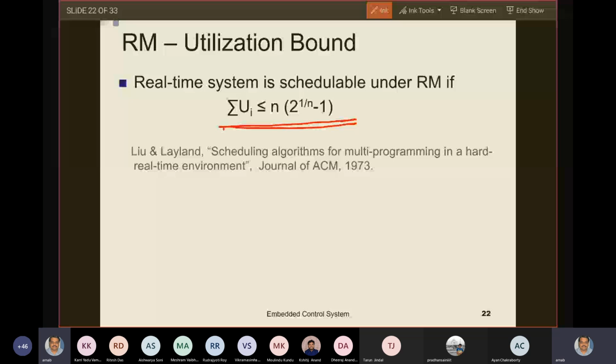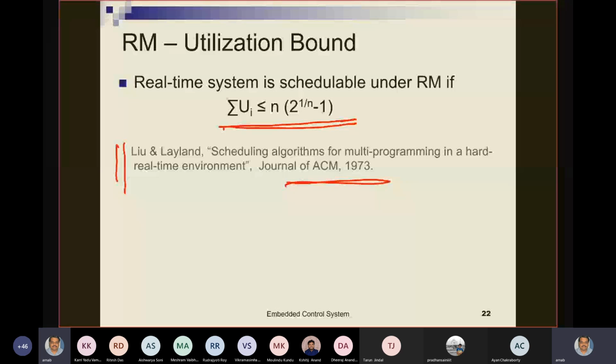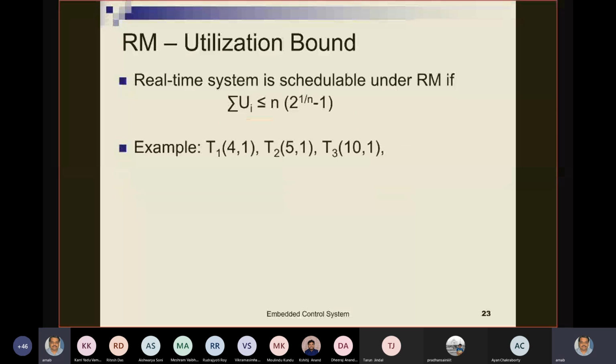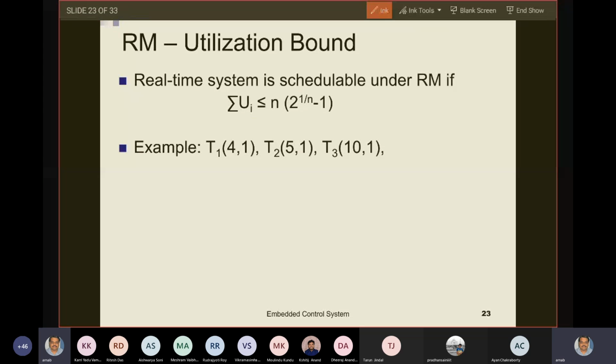Now this bound was found way back in 1973, published in the Journal of the ACM, but it is still used in many systems to design many real-time systems. Okay, let us see this bound in operation. Suppose you have three tasks: 4-1, 5-1, and 10-1. You are seeing slide number 23. Just once, please. Yes, sir.